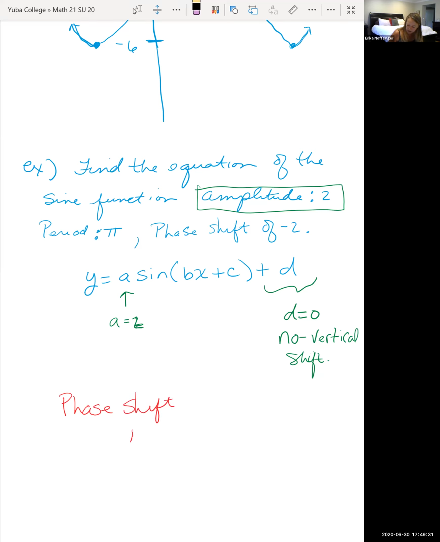So I got 2 separate equations. One equation I have one unknown, the other I have 2 unknowns. I could figure out what B is from the period equation, and then I could plug that back into the phase shift equation to figure out what C is. So we can isolate B by multiplying both sides by B. We get 2 pi equals pi B, or B pi. Divide by pi. So we get our B value in here is 2.